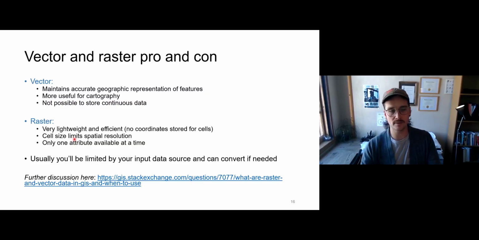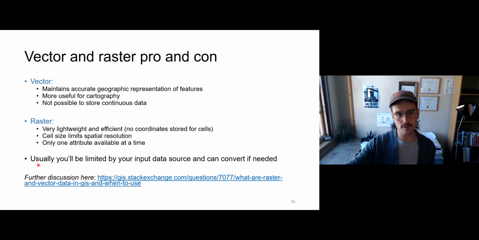And then we only have one attribute available at a time, right? We have a raster that represents temperature, elevation, or air quality, and we can only represent one thing at a time. We can combine things in various ways through some of our analysis routines, as we'll see when we study rasters later in the course. Usually what will happen is that you'll be limited by your input data source.